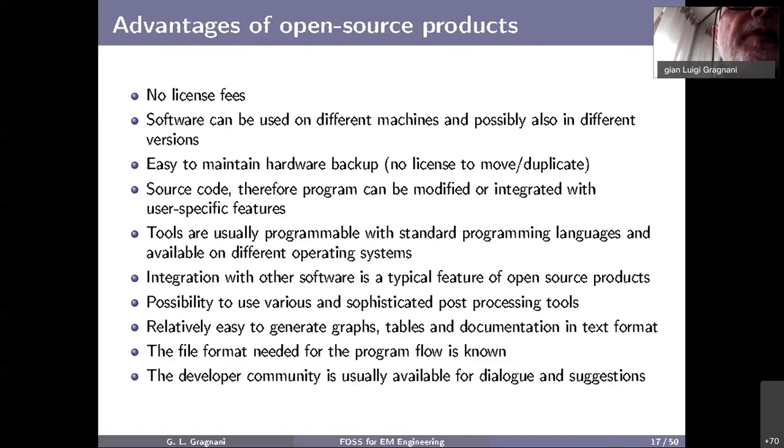Instead, when you use open source products, you have no license fees, so that you can use software on different machines and possibly also in different versions. You can maintain hardware backup easily. You have access to the source code. You can modify it, integrating user specific features into your source code, and the tools you are using are usually programmable with the standard programming languages and are available on different operating systems.